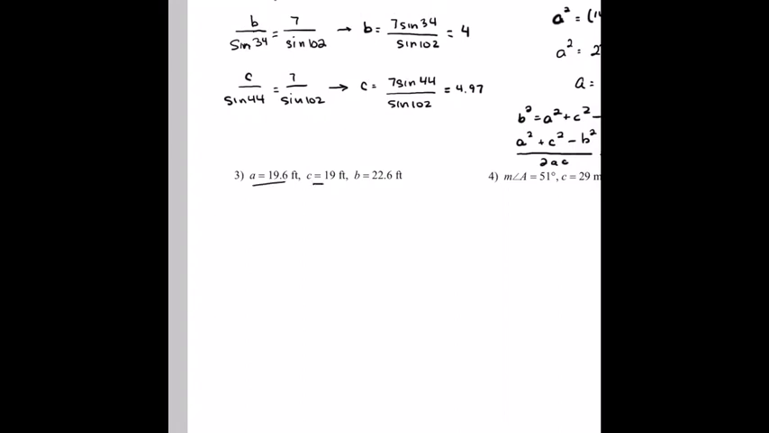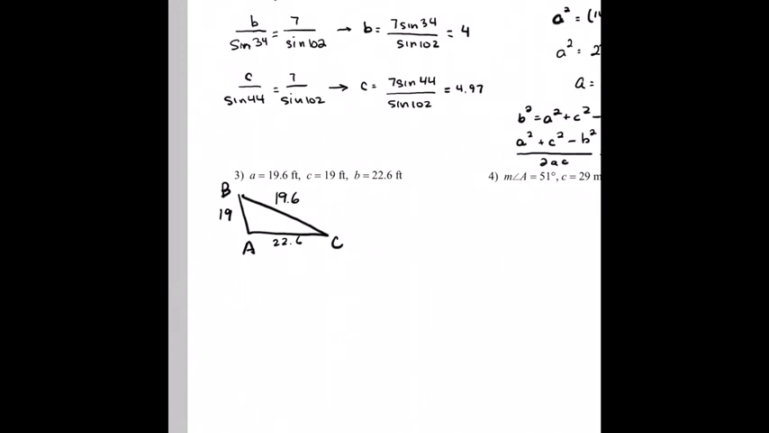So question 3 might be a little bit easier to see now. You have all three sides. We don't necessarily need to draw this on a triangle, but we still could. We could call it A, B, C. Side A is 19.6, side C is 19, and side B is 22.6. This is a side, side, side, like I said, which means we have to use law of cosines to find one of the angles.